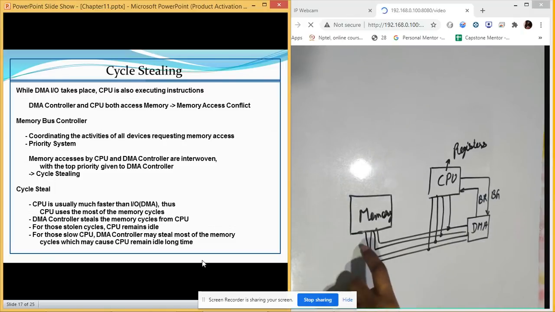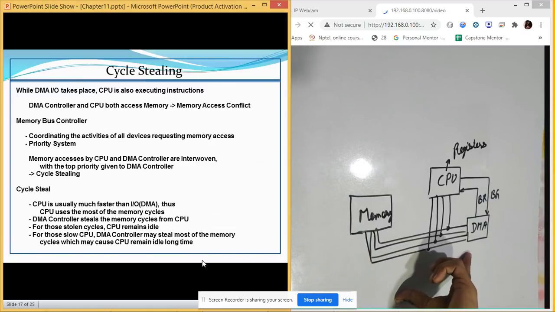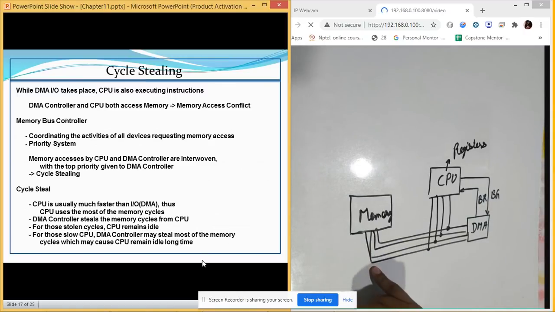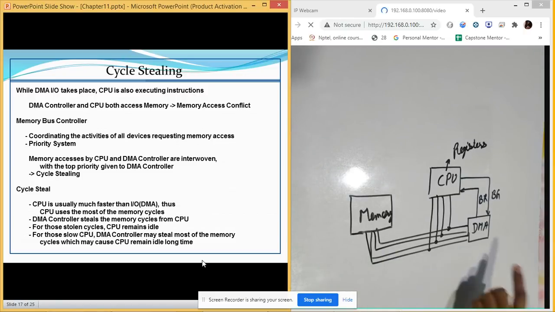There is something known as the memory bus controller. Now, what is the function of that memory bus controller? It is to coordinate the activity between the DMA and memory and to provide one of them the access of memory. Now, in this case, there is a priority system.